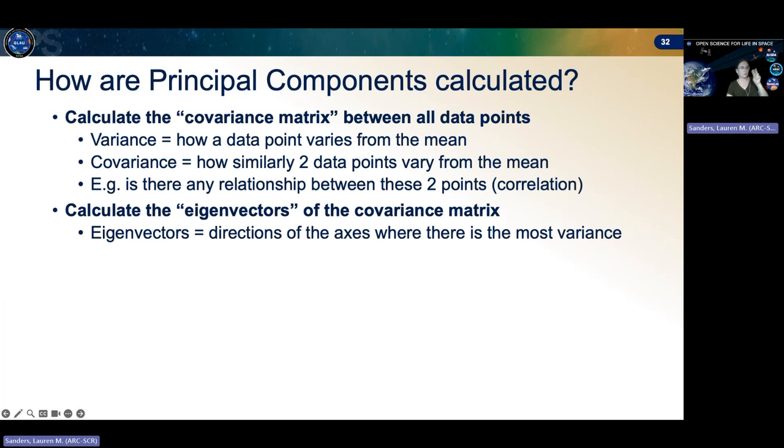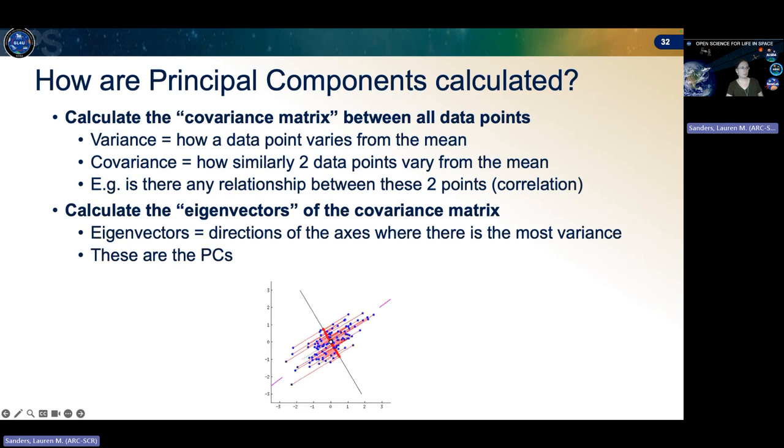So we have two data points being compared all over the matrix. Where's the most variance? Where are the data points most different from each other? Because that's really what we're interested in in the data set. If data points are really, really similar to each other, that's not as interesting. So once we have these eigenvectors, so where there's the most variance, these are the principal components.